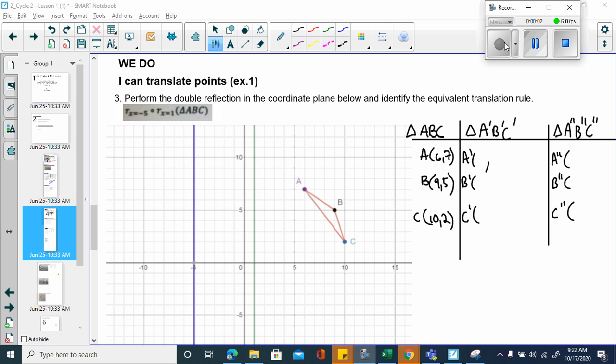In this video we will translate points. Here we are doing a composition, so we have two transformations. Perform the double reflection in the coordinate plane below and identify the equivalent translation rule.